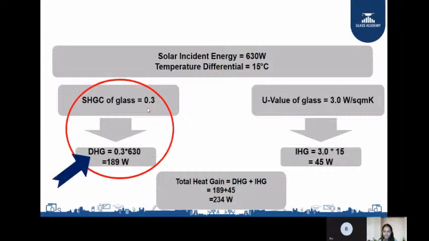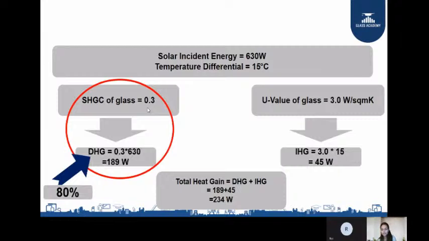Now, criteria for glass selection. When you have to select a glass for your building, what are the criteria you look into? First is safety, second is sustainability, and third is aesthetics, right? So first we will see the glass parameters. What are the glass parameters? The basic parameters of the glass.